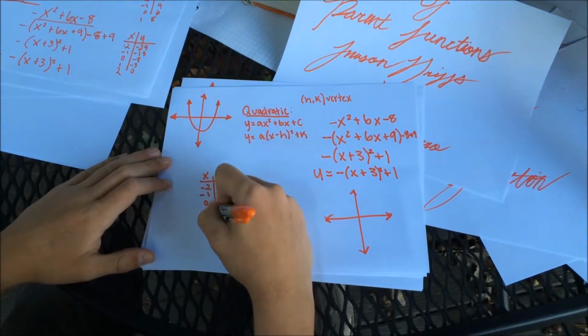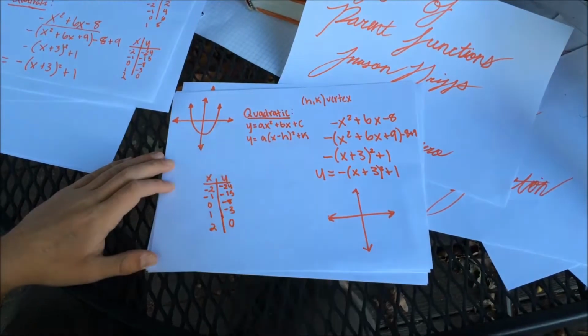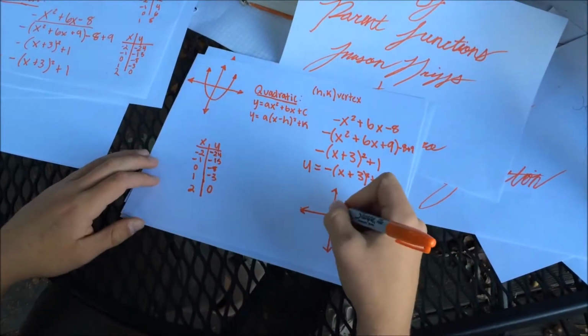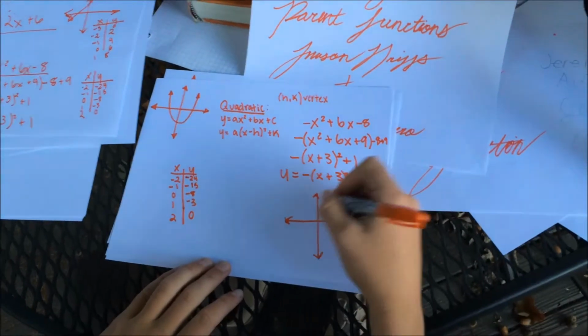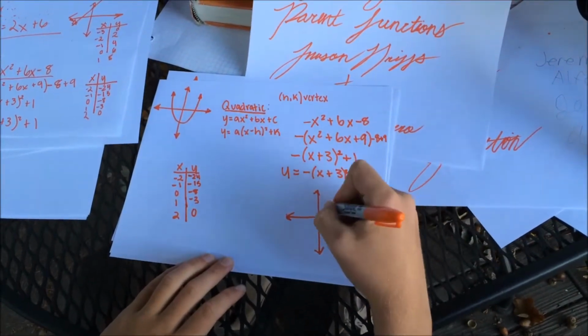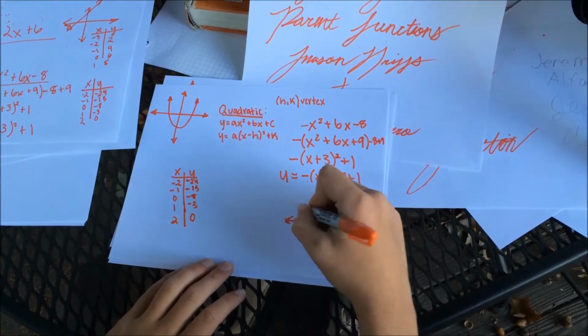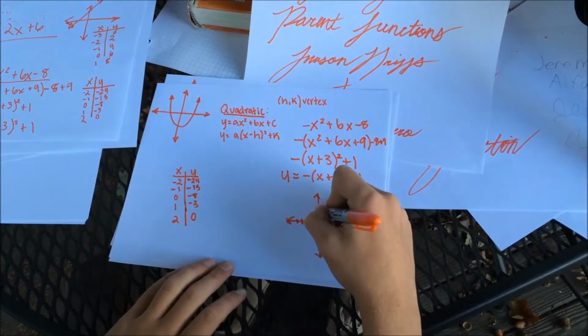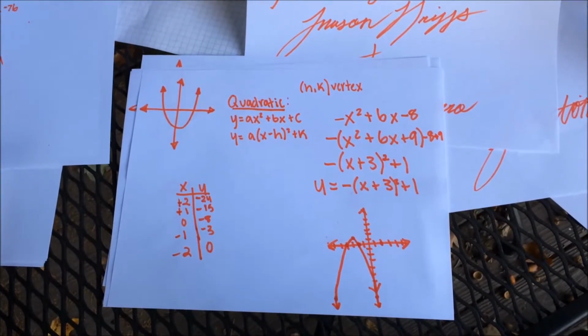The h in the equation represents the lateral shift from the origin, while k would be the vertical shift from the origin. In this specific example, you'll begin by converting to vertex form. Once you're there, shift the parent function 3 to the left, and then up 1. You'll then have to use the table of values on the graph in order to complete the quadratic.